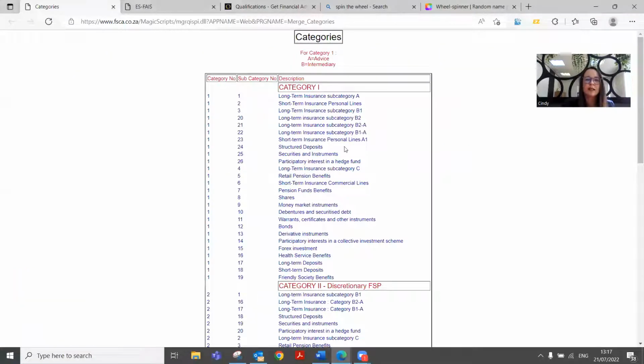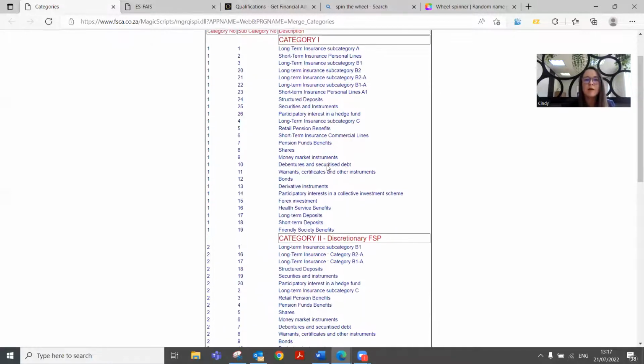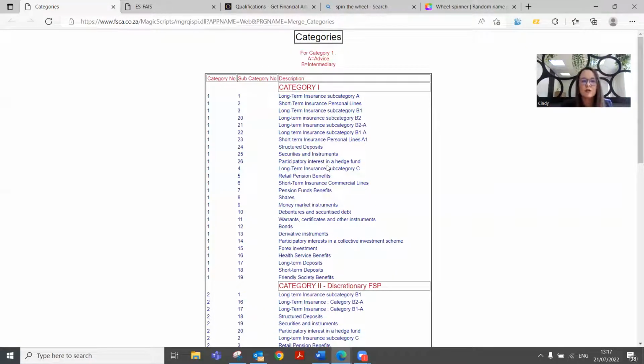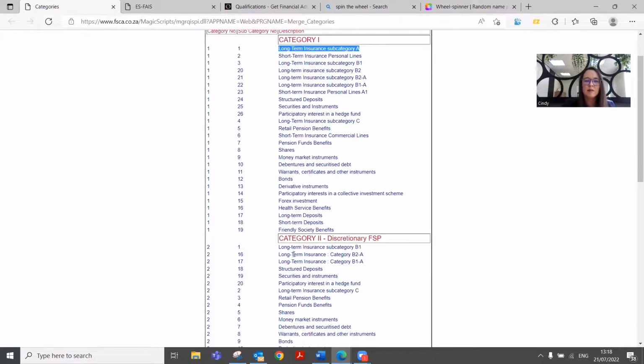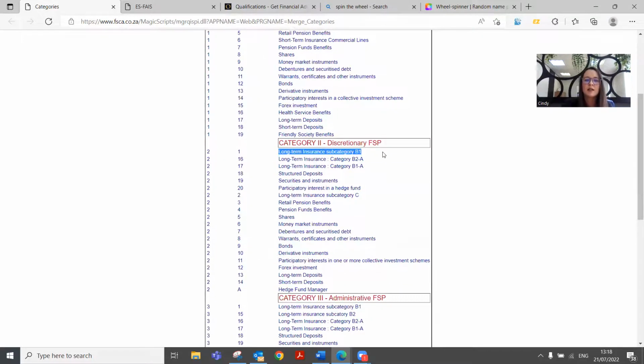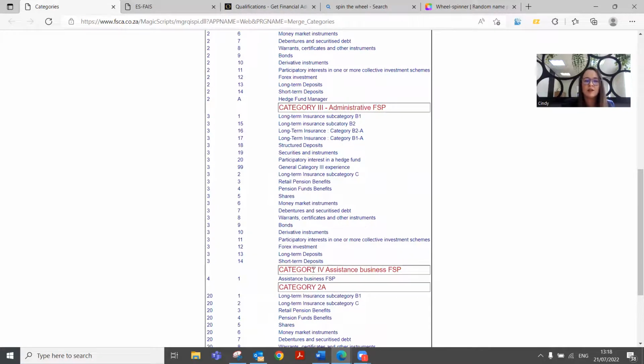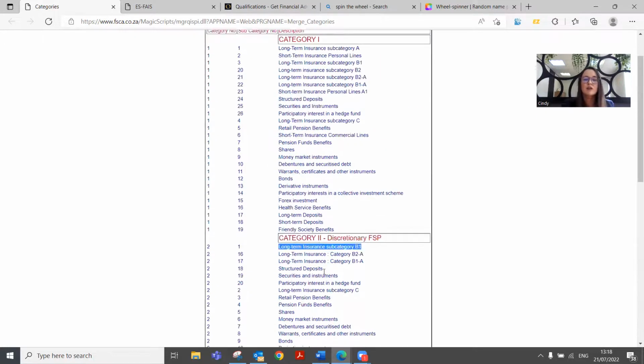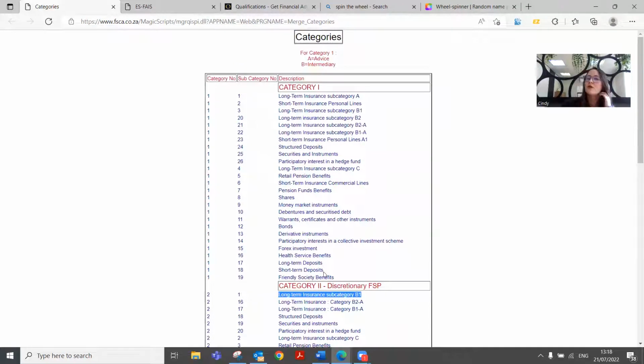So if you open that link, it's going to give you a whole list of the different categories in insurance. Well, financial services specifically. So there you can see category 1 has got your short-term insurance, personal lines. A lot of these things will fall under different categories as well. So if you're looking at your long-term insurance subcategory A, it is present in category 1, category 2, as well as category 3, and even category 2A. So if you're unsure of where you fall, you can always follow this link and go see what category you fall into.